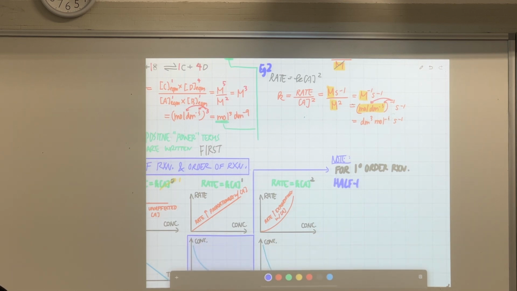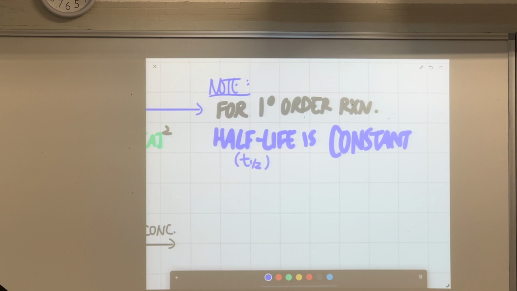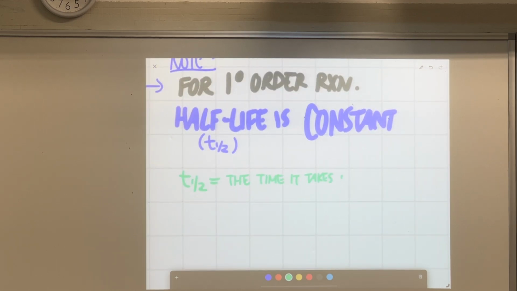Let me put that in purple. So half-life is constant. You can write this as t1/2. And it really means what you think it means. It is the time it takes. So copy this definition: it's the time it takes for the concentration to become half. Self-explanatory, I like this term, half-life, it already tells you what it means from the name. So the time it takes for the concentration to drop to half the original value.